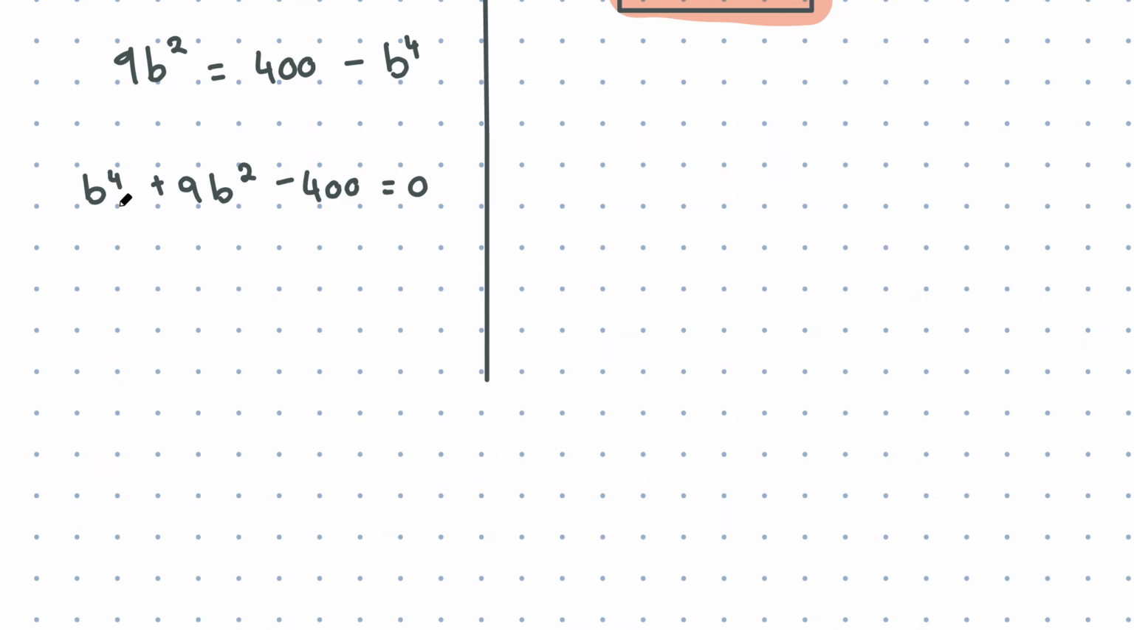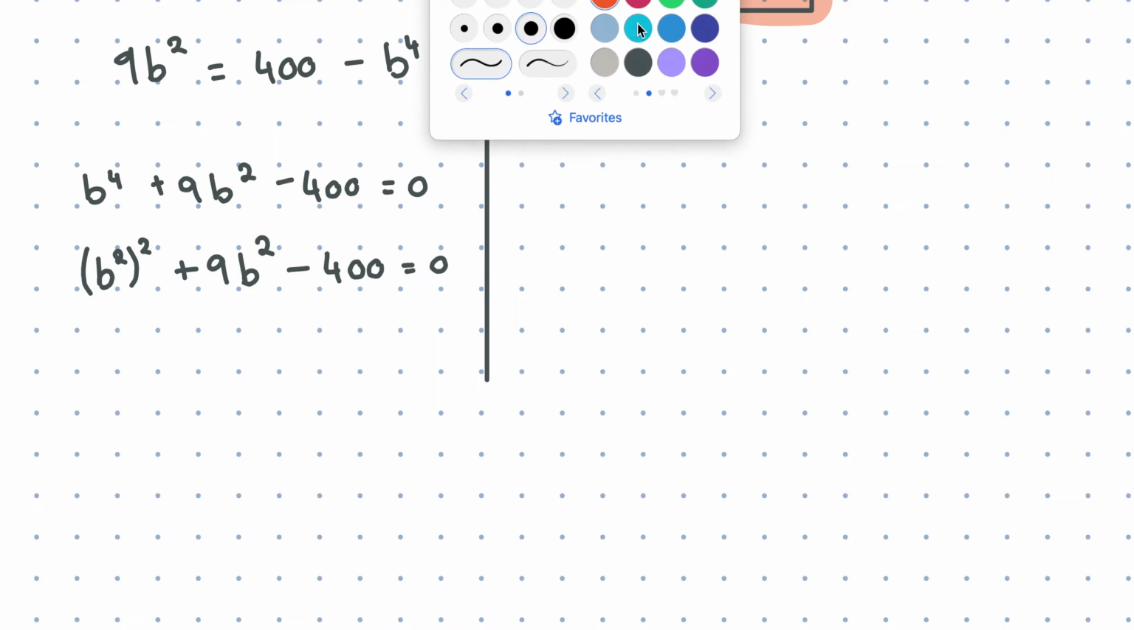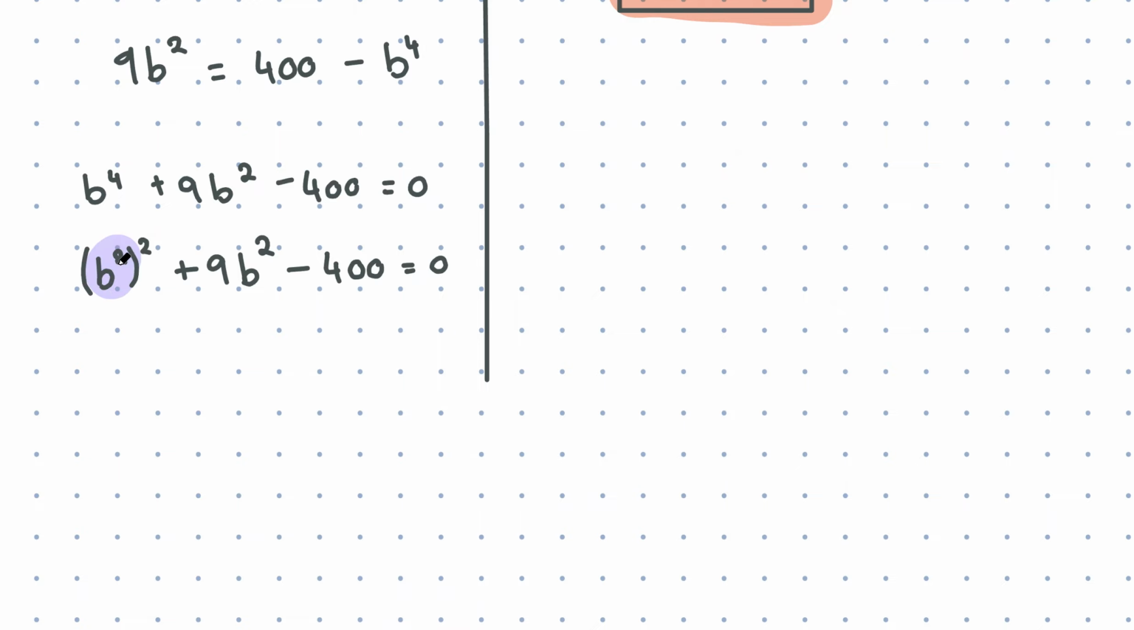What I would suggest, if you are panicking when you see this, is you break it down into b squared squared, because that still gives us b to the power of 4. Then I'm going to have plus 9b squared still, and then minus 400. What you might notice is that the b squared appears in two places. So it actually appears here and here.